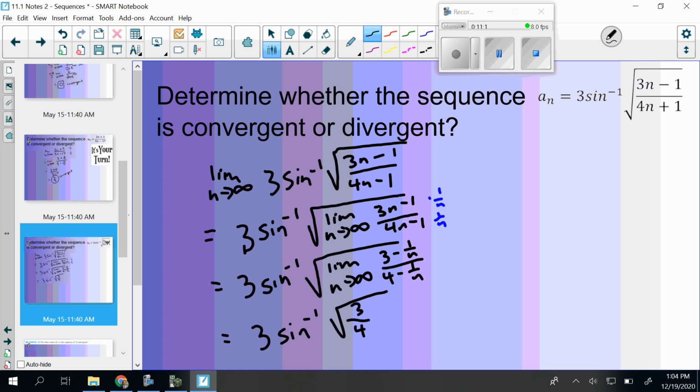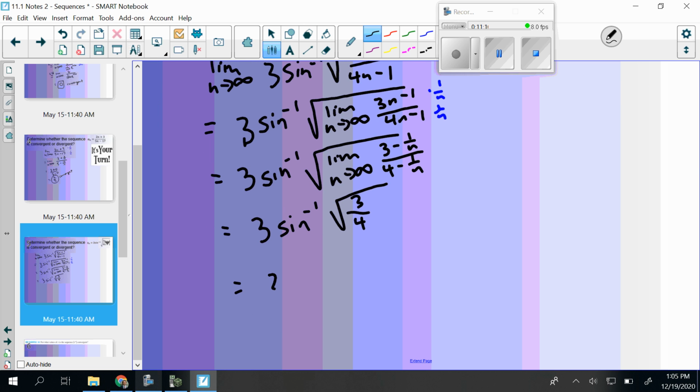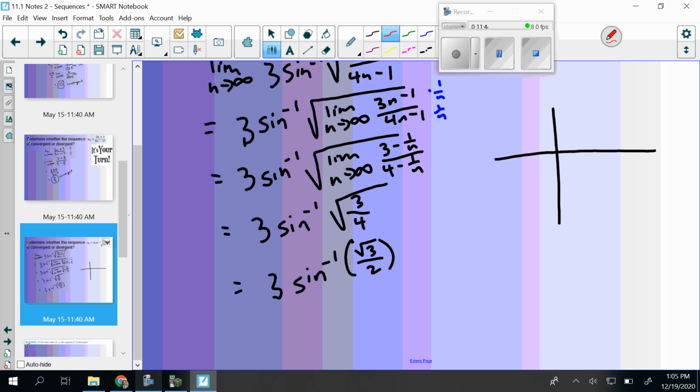Well, one thing we could do here is take the square root of both of those. So we'd have square root of 3 on top, and on bottom square root of 4 is 2. So what's inverse sine? I forgot the inverse on there. What's inverse sine of square root of 3 over 2? That one would be one they could expect you to do without a calculator here. So think back to your unit circle.